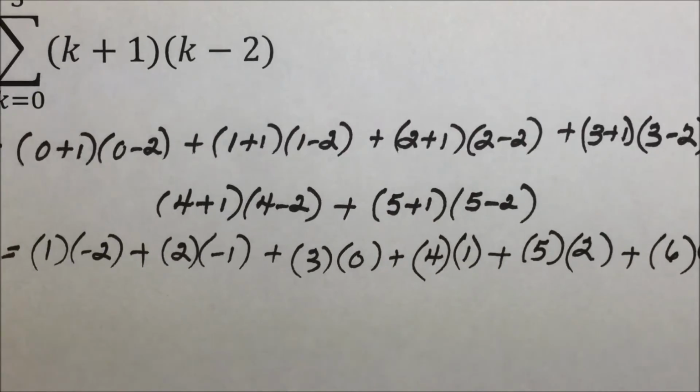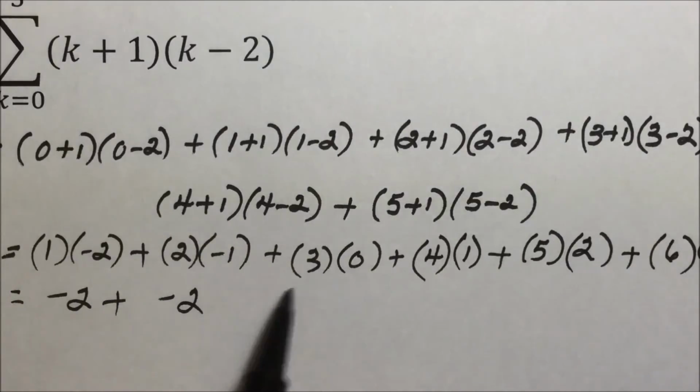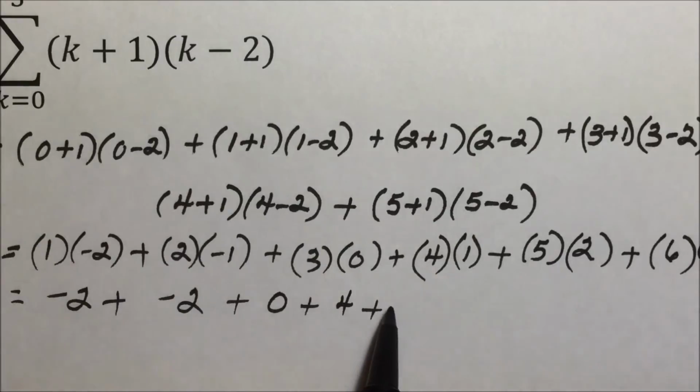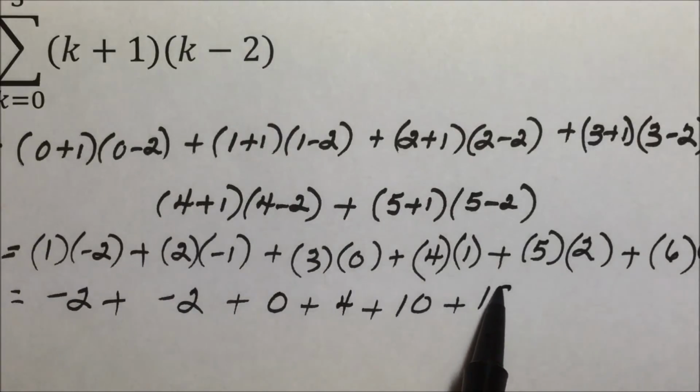Now, simplifying, we'll do our multiplication. A positive times a negative is a negative, also a negative. Anytime we multiply by 0, we get 0. 4 times 1 is 4. 5 times 2 is 10. And 6 times 3 is 18.